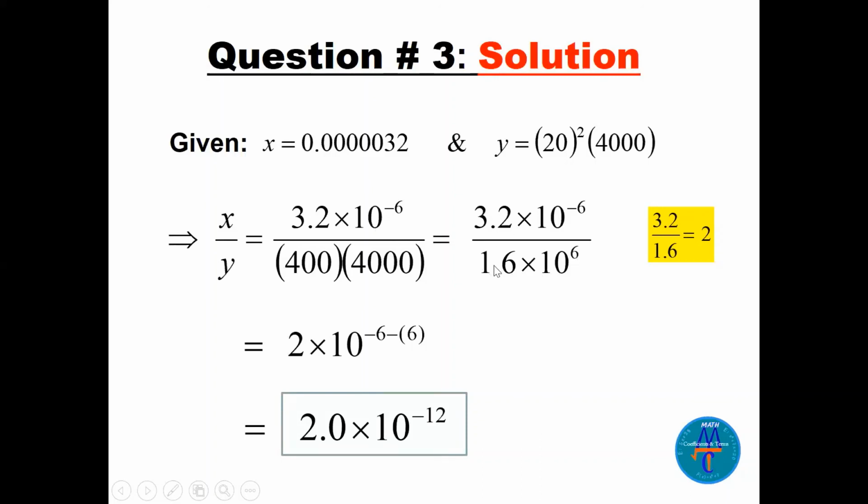Now let's look at these numbers here. 3.2 divided by 1.6, that would be only 2. And here we have the same base. You see the idea here in the exponent? The same base is 10. So this is minus 6, subtract 6. Whatever the number there, both can be minuses, both can be positive. So m minus n, according to the formula. So minus 6 minus 6 will be minus 12. That's the answer.